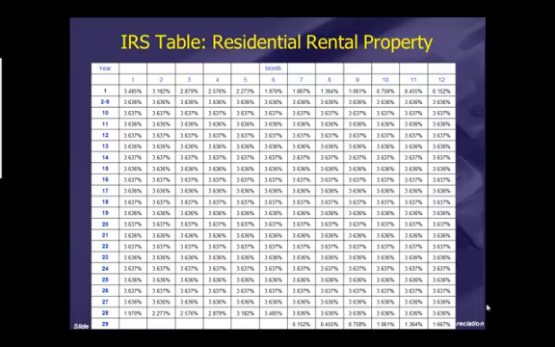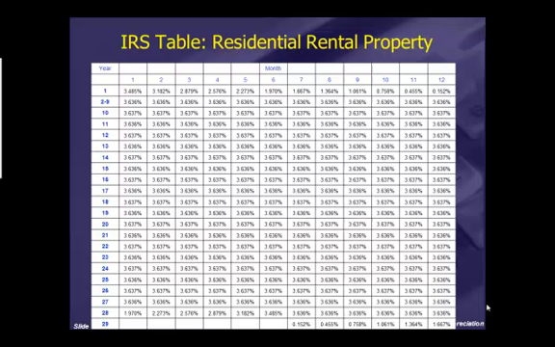Here's an example of an IRS table for residential rental property. If you notice, along the left are the years, running from year 1 through 28, and it even goes to 29, because there are 27 and a half years for residential rental property. Depending on whether you start partway through year 1, it could overlap not only into year 28, but it actually could go into that 29th year to get the full 27 and a half years.